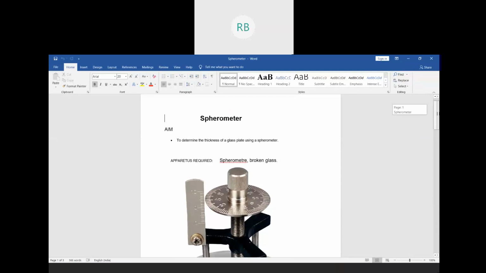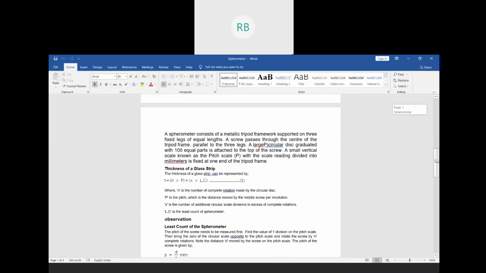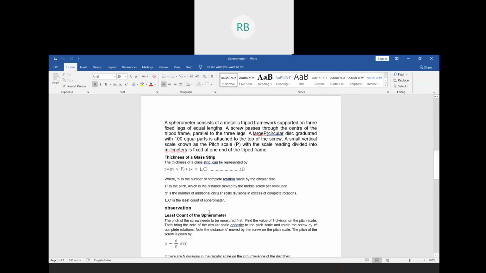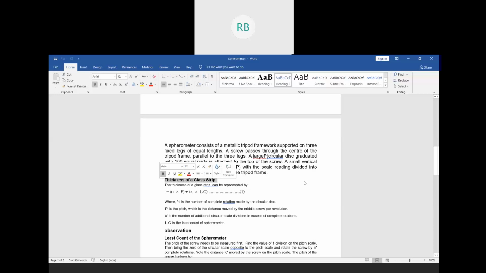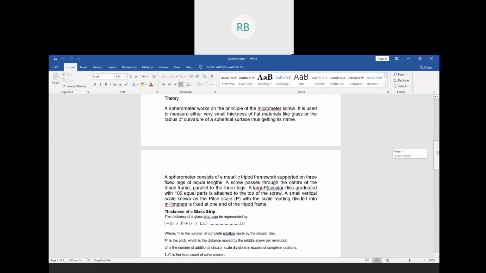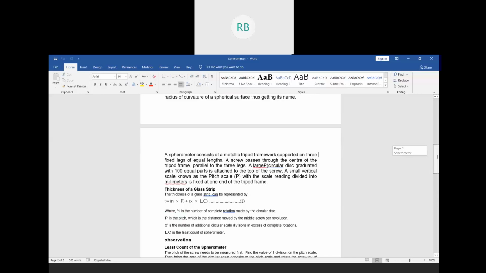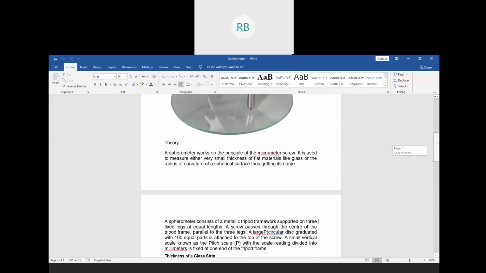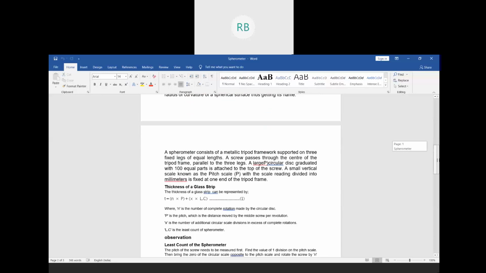Okay, is there any doubt up to the observation or up to the calculation? We have not done the observation, I think. Least count and all this. We have done up to this thickness of glass strip, right? Okay, up to this, anyone have doubt? Karbar kiba doubt up to this part? No, all are clear.